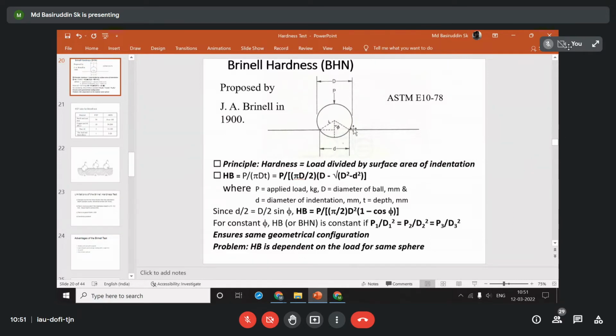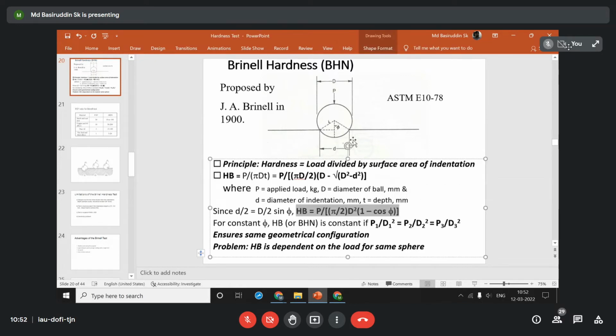Now, by measuring small d, and knowing the capital D and P, you can calculate the hardness number, that is called the BHN, the Brinell hardness number. Following these equations, you can also simplify them into this particular format, where you need to know the phi values. Phi means this particular angle, and it is related as small d by 2 equals capital D by 2 sine phi. If you see this schematic, half of the diameter, capital D by 2, is equal to small d by 2 by sine phi. If you replace the small d with capital D following this relationship, the final equation would be just like this.